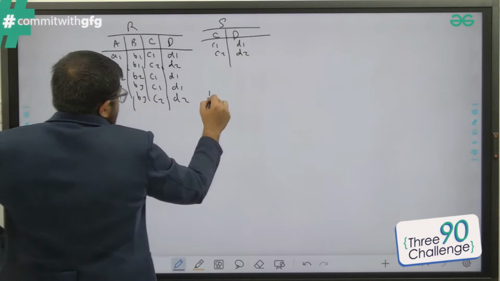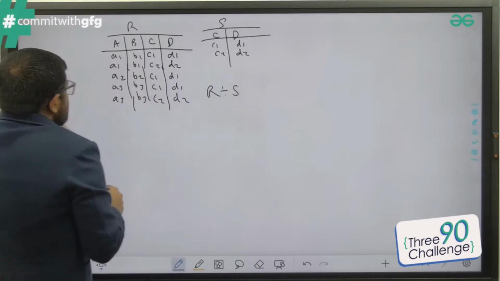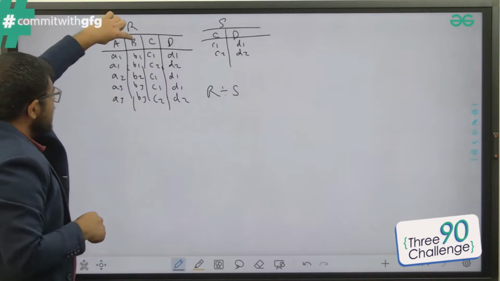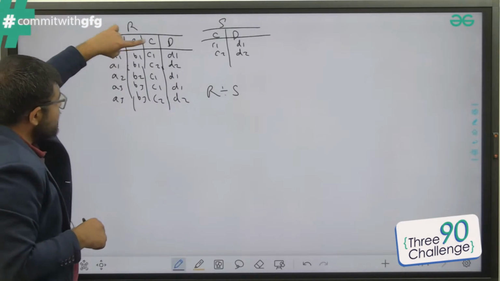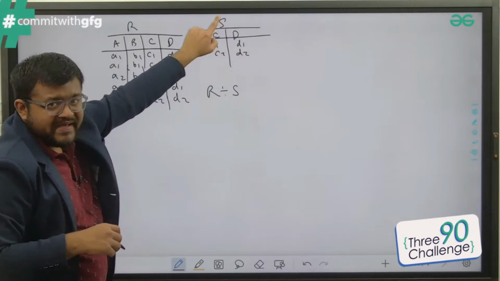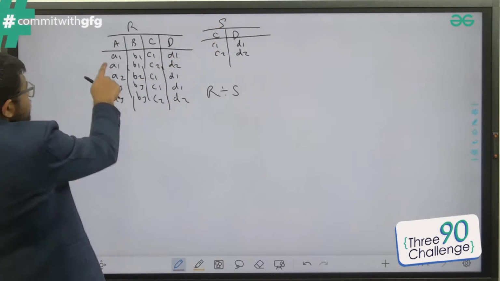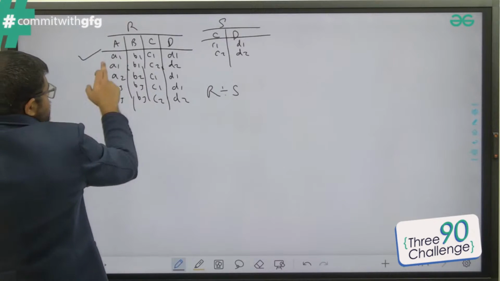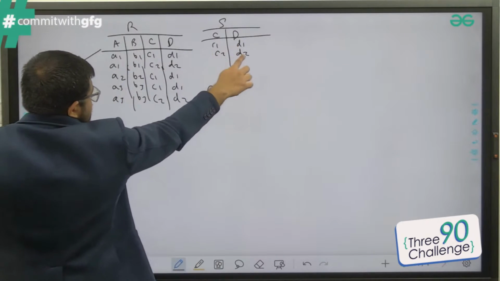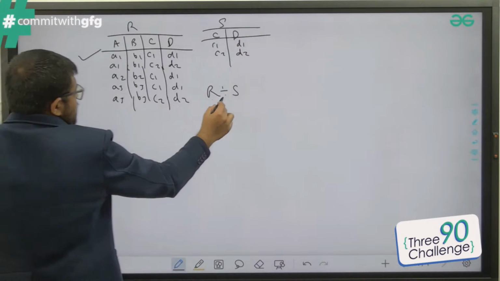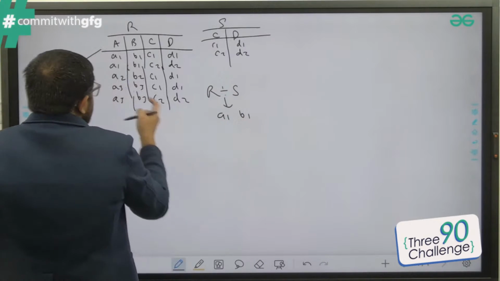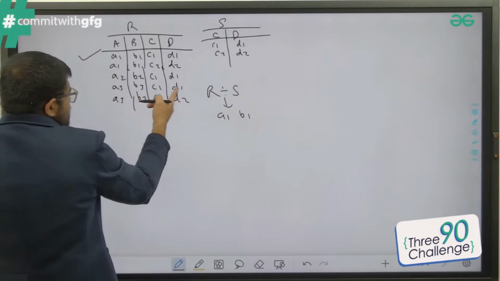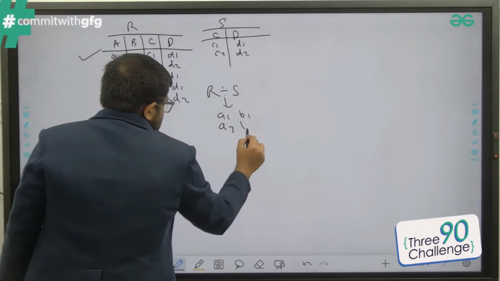Now if I do R divided by S, see what I will get in the result. I will get only the A and B attributes, those which are related with every tuple of S. Where will I see whether they are associated or not? In the R table. A1, B1 is associated with C1, D1 as well as C2, D2, so the result will contain A1, B1. A2, B2 is associated with only C1, D1, so I will not get that. A3, B3 is associated with both, so I will get A3, B3.